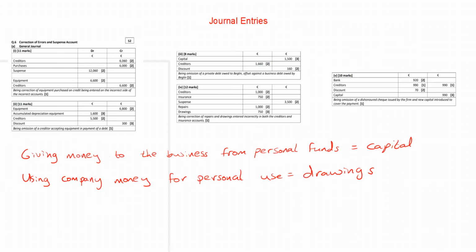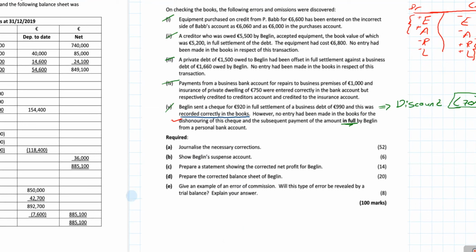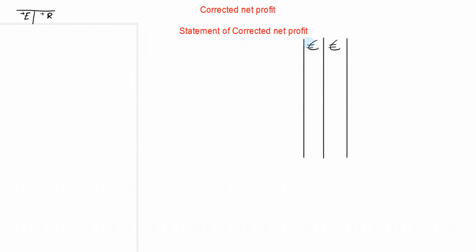So now what do we need to do? We need to prepare a corrected net profit. So we have our statement of corrected net profit. We know that an increase in expense will be a debit. So something that decreases our net profit is going to be on the debit side. Something that increases our net profit will be on the credit side.